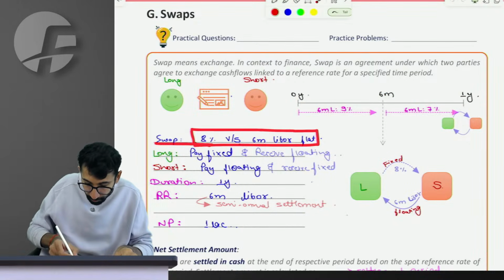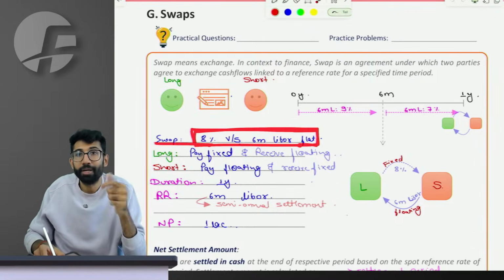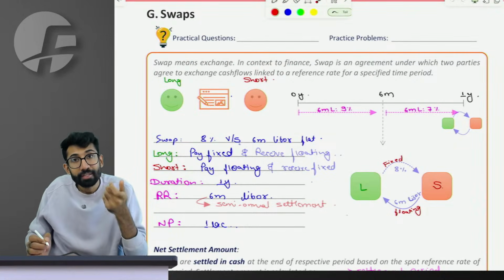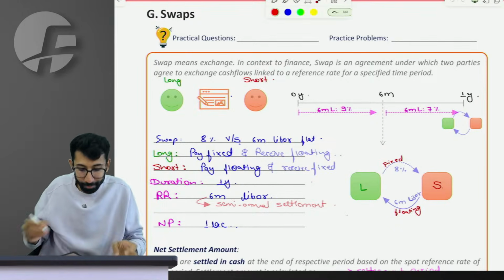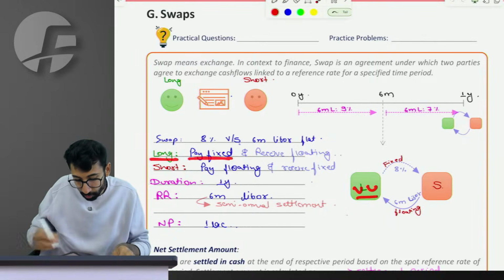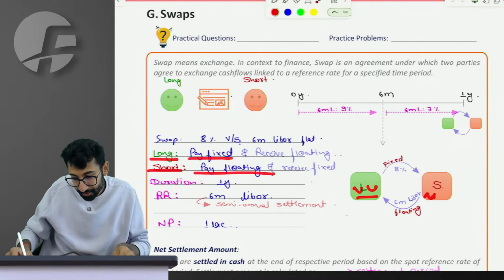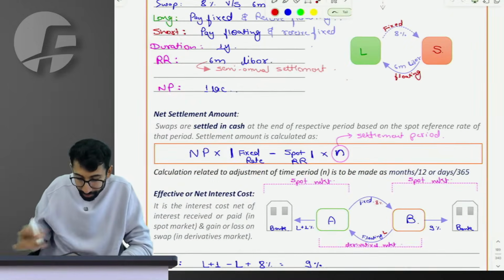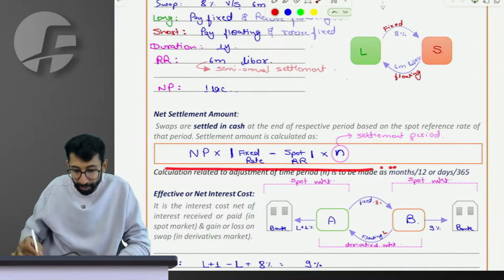8% versus 6-month LIBOR flat means the party who pays fixed will pay 8, and the party who pays floating will pay 6-month LIBOR. But how do you decide the position of that party, sir? The party who pays fixed is considered long, the party who pays floating is considered short. This is how the two parties are decided. How do we calculate the net settlement we have learned?